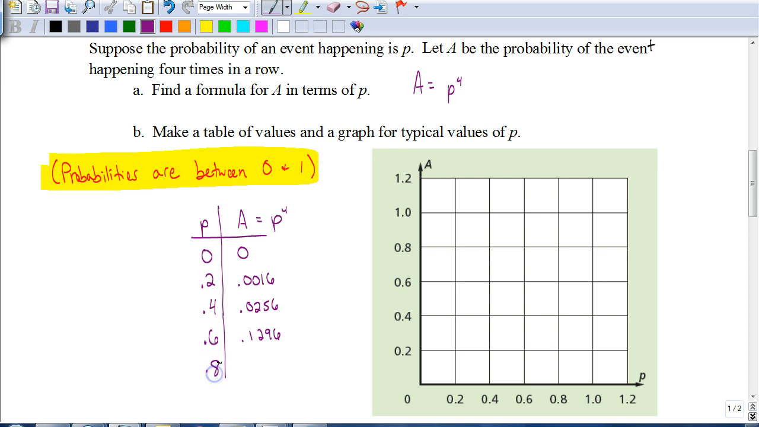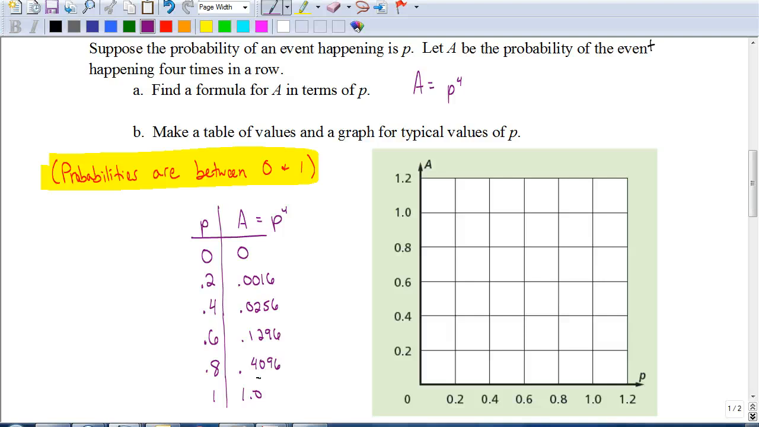Let's say we have a probability of an event happening 80% of the time. The probability of it happening four times in a row would be 0.4096. If I have a probability of an event happening 100% of the time, the probability of that same event happening four times in a row would still be 100%, so we just use 1.